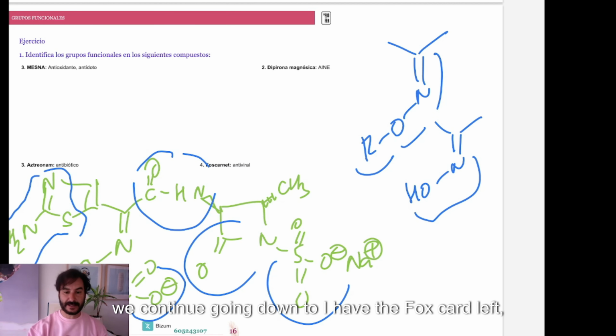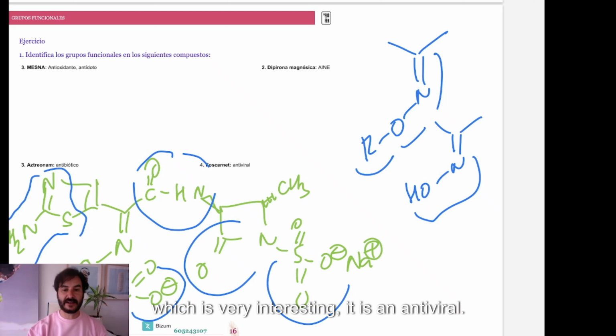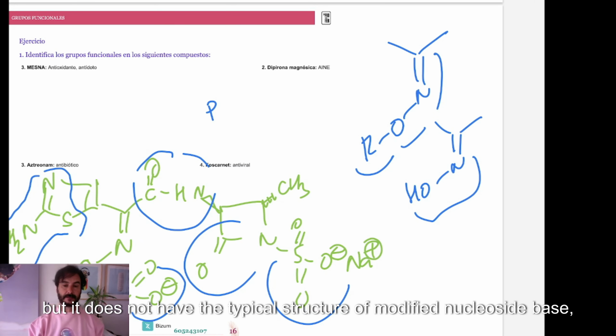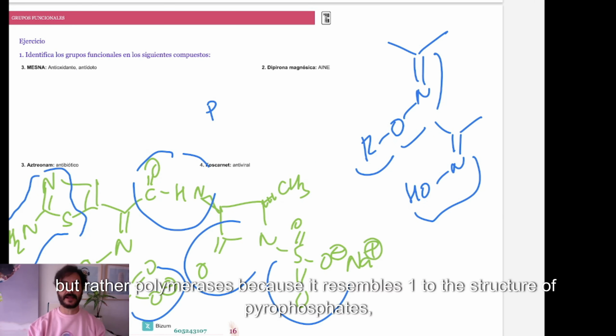We continue going down to foscarnet, which I have left, which is very interesting. It is an antiviral. Used for cytomegalovirus, it has also been used for HIV, for herpes, etc. It is a polymerase inhibitor, but it does not have the typical structure of a modified nucleoside base, but rather inhibits polymerases because it resembles the structure of pyrophosphates.